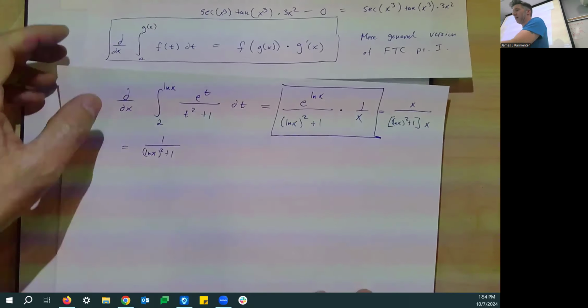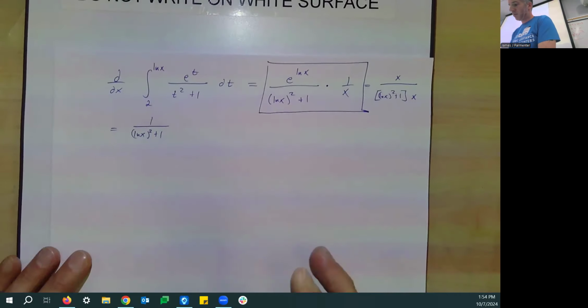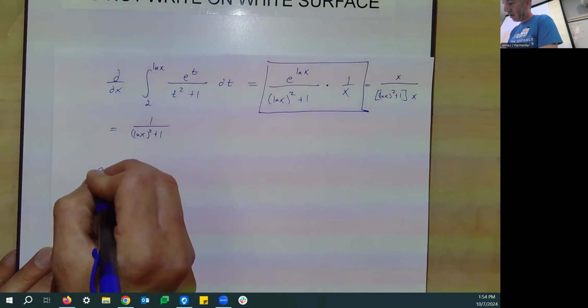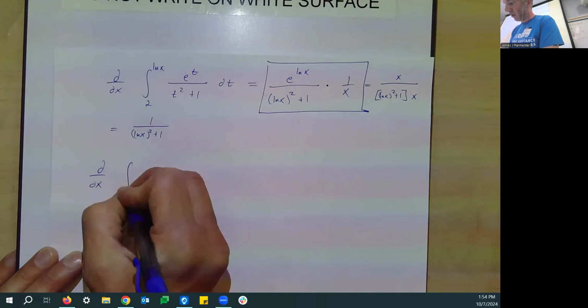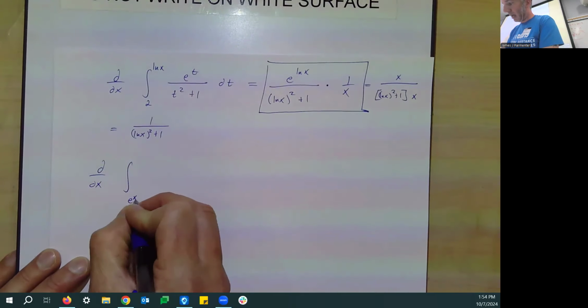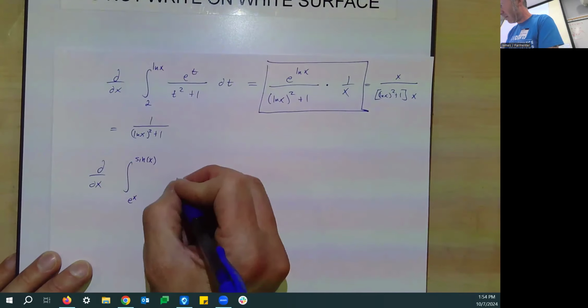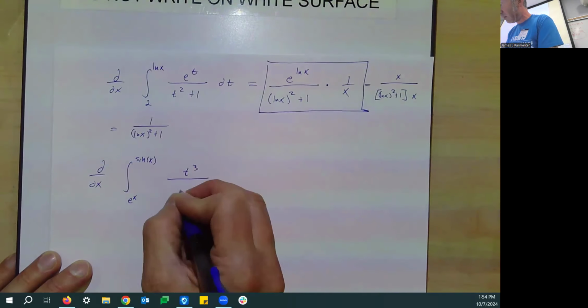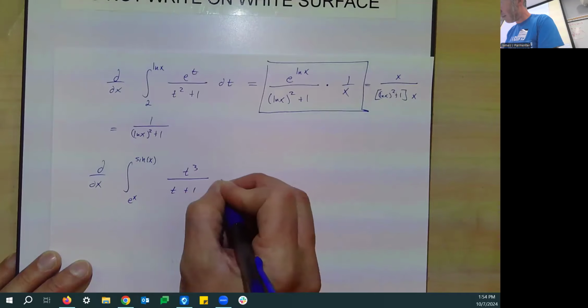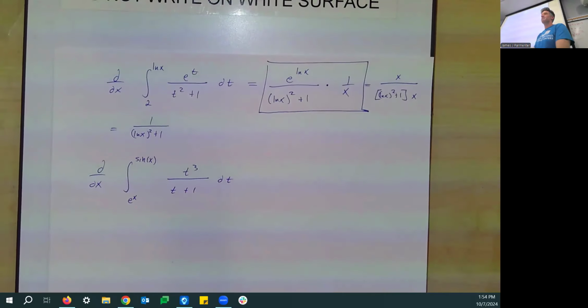Why don't you all try this? The derivative of the integral from e to the x to sine of x, ooh, I'm throwing something new at you, of t cubed over t plus 1. Try that. I know it's slightly different, but I bet you can figure out what you're supposed to do here.